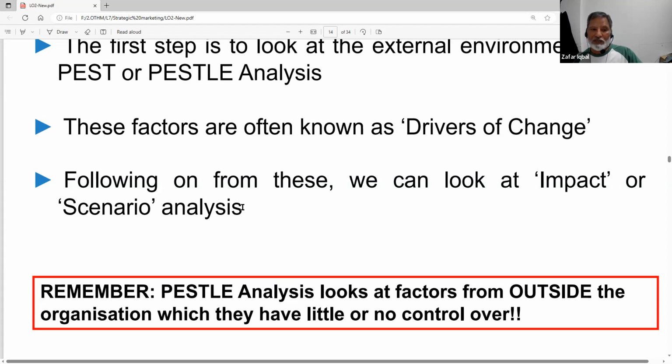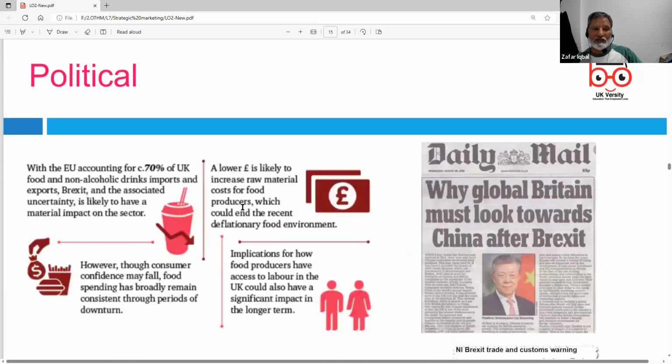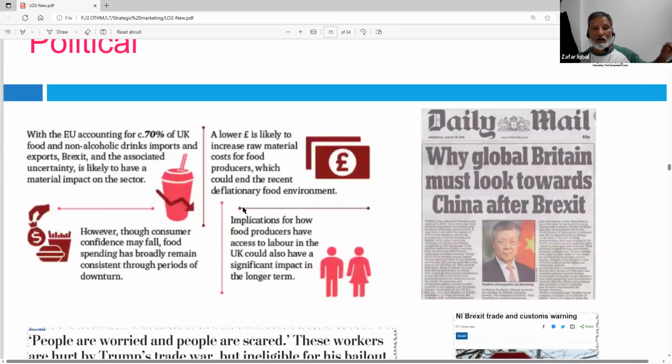Okay, so from these PESTEL analyses, we can look at the scenario analysis, and we can have a look at the impact on them. First of all, let's look at the political factors. These are the factors that organizations need to take into account.